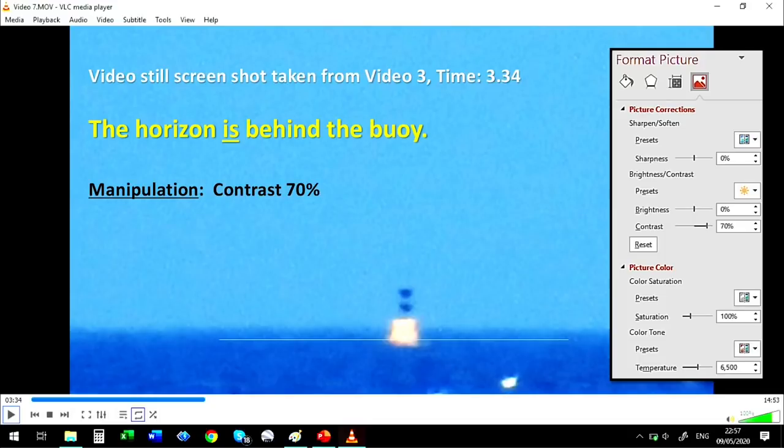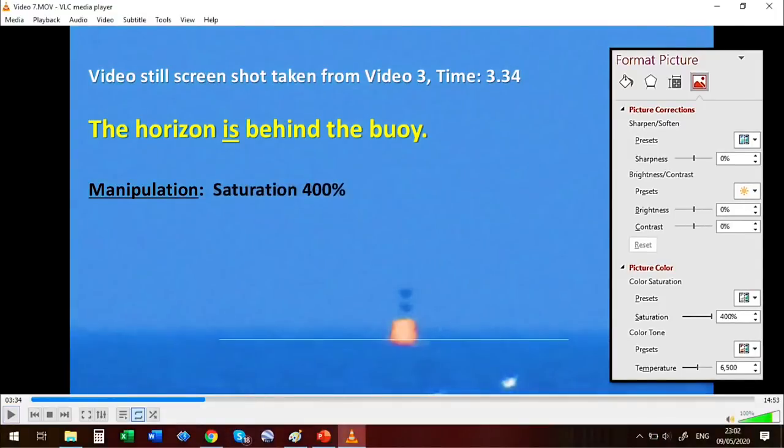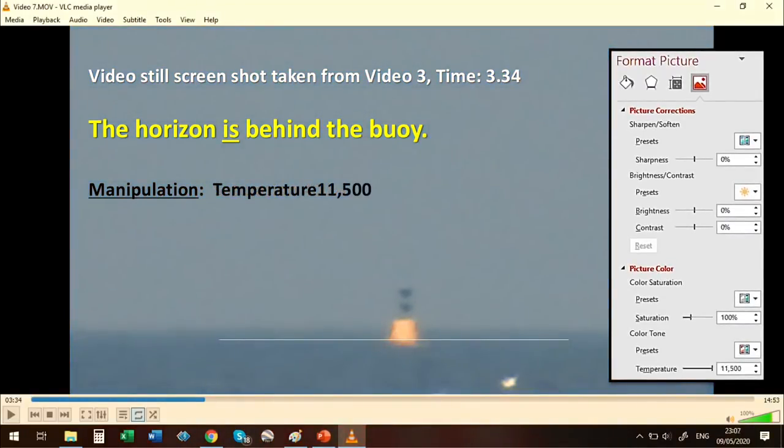Manipulation, contrast 70%. The horizon is behind the buoy. Manipulation, saturation, 400%. Manipulation, temperature, 11,500.